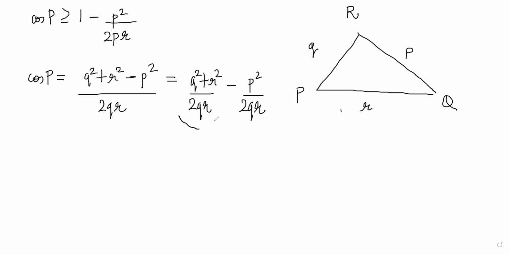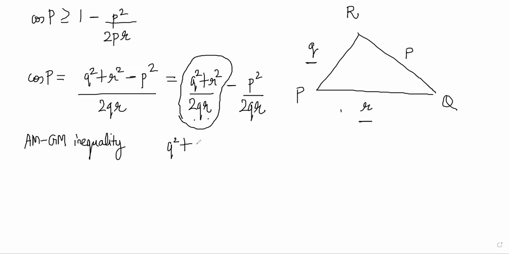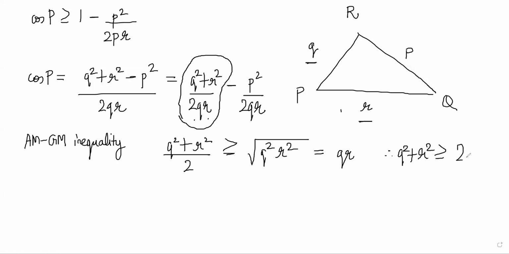And notice now we can think of this fraction. Since all of the quantities Q and R are positive, because they are the lengths of sides, we can apply the AM-GM inequality, and we can say that Q square plus R square by 2 is greater than or equal to root over Q square R square, which is equal to QR. Therefore, Q square plus R square is greater than or equal to 2QR. So therefore, we have Q square plus R square by 2QR is greater than or equal to 1, right?